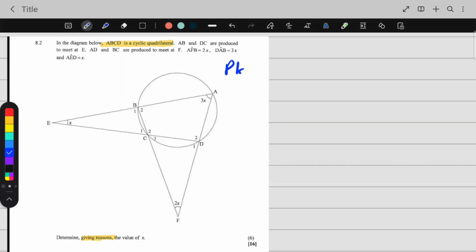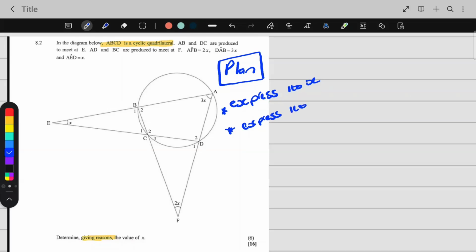Let's write our plan down. So there's many ways to do this question. Many ways. I'm going to show you one way. So I'm going to choose an angle and then I'm going to express that angle in terms of x. Then I'm going to use the same angle and I'm also going to express that in terms of x. But I'm going to use different reasons.